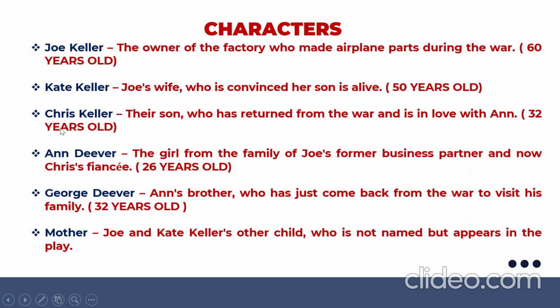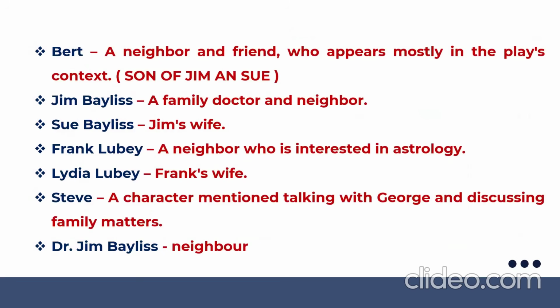Anne is the fiancée of Chris. Chris is the son of Joe and Kat, right? Mother. So Joe and Kat Keller's other child, who is not named here, but she appears in the play. Then we have a few more characters.